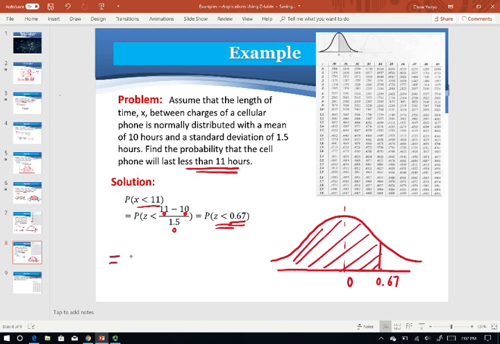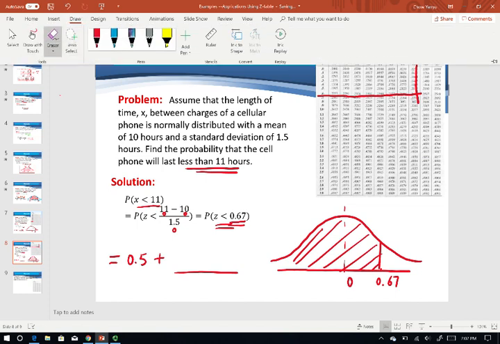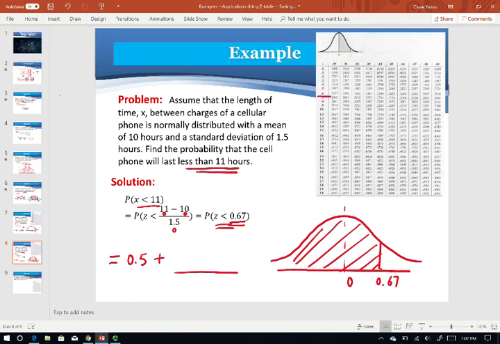So the probability will equal 0.5 plus the table value according to 0.67. So let's find out the table value. 0.67 is here. So the crossing is the table value. So the table value is 0.2486. So around 75% of the chance the cell phone will last less than 11 hours.